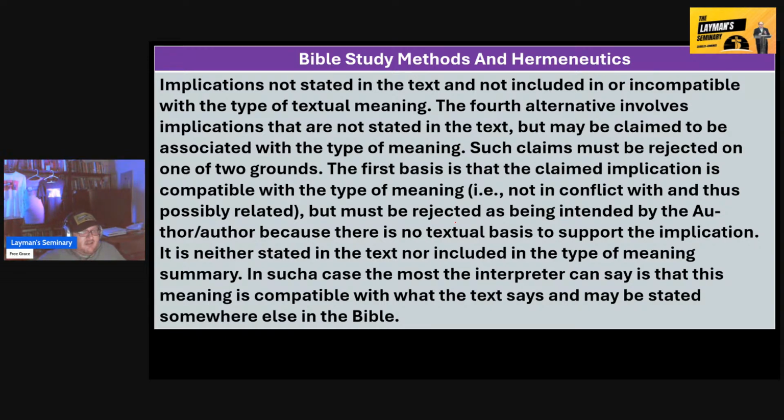The first basis is that the claimed implication is compatible with the type of meaning, i.e. not in conflict with and thus possibly related, but must be rejected as being intended by the author because there's no text or basis to support the implication. It is neither stated in the text nor included in the type of meaning summary. In such a case, the most an interpreter can say is that this meaning is compatible with what the text says and may be stated somewhere else in the Bible.